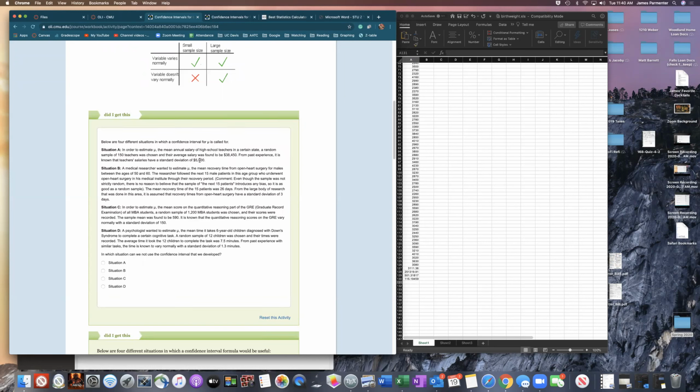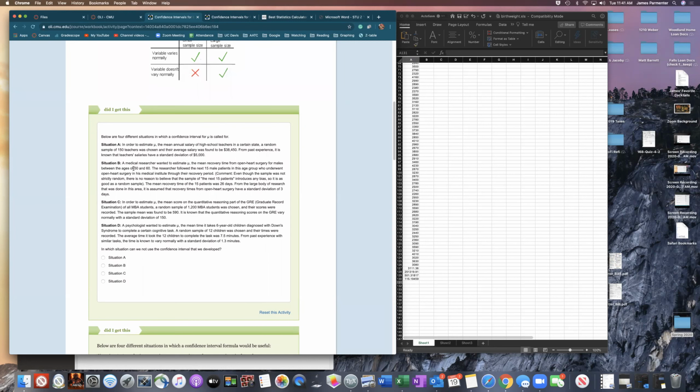But here the standard deviation is also known. So we're in the best situation, where we know the standard deviation and the sample size, so we're good. Situation B, a medical researcher wanted to estimate the mean recovery time for open heart surgeries. The researcher followed the next 15 male patients, so n equals 15, which is small, in the age group who underwent open heart surgery in his medical institute. Even though the sample was not strictly random, there's no reason to think it introduces any bias. Okay.